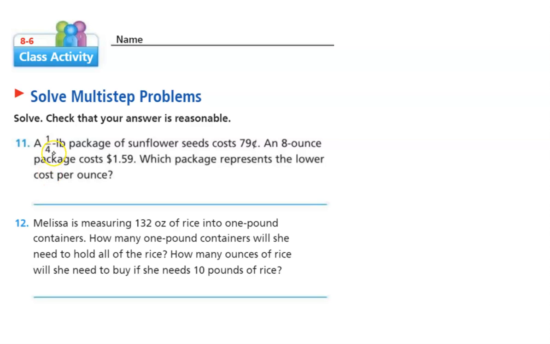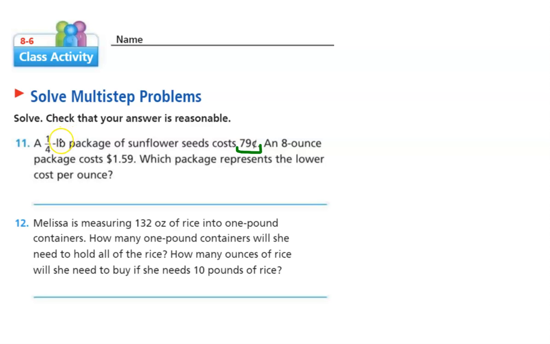So number 11 says a 1/4 pound package of sunflower seeds costs 79 cents. An 8-ounce package costs $1.59. Which package represents the lower cost per ounce? Gosh, that's a lot to digest. What I can see that I need to do here is figure out that 8 ounces and 1/4 pound, I need one to be the other. So why don't we change 1/4 pound to be ounces?